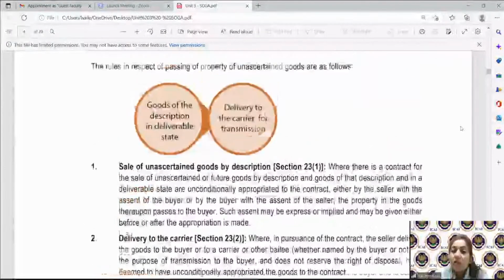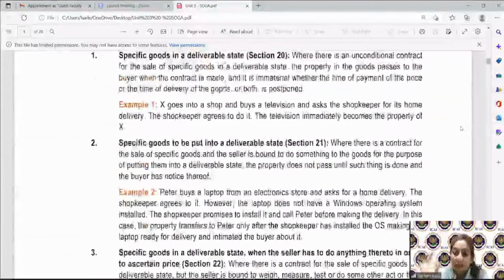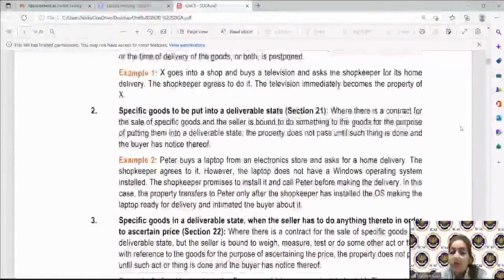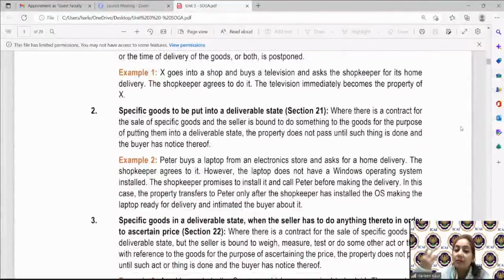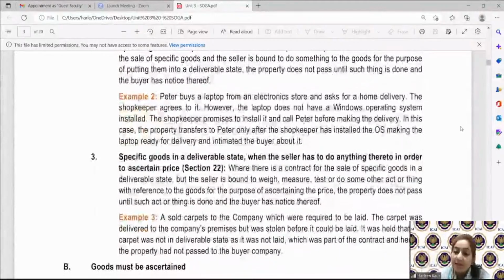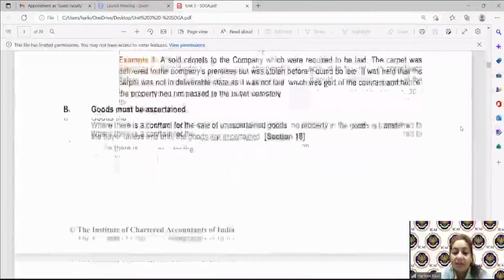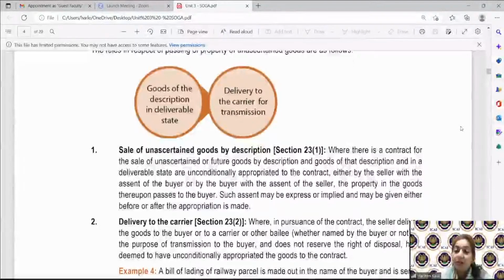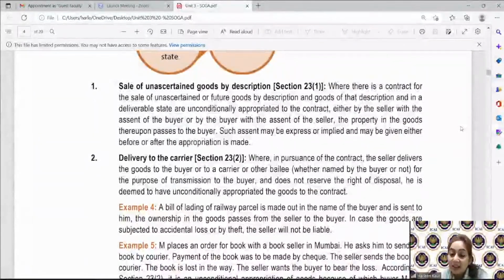So if there are specific goods, and goods are in a deliverable state, immediately the buyer becomes the owner. He will be liable. If goods are yet to be put in a deliverable state, you put them in a deliverable state, inform the buyer, the buyer will be liable. You have done something which was to be done to find the price. You have informed the buyer, the buyer is liable. Unascertained goods, you have made the goods ascertained by description, informed the buyer, the buyer is liable. Delivering the goods to the carrier, the seller has not held any condition. He has given the goods to the buyer's agent, that is the carrier, for taking the goods to the buyer. Any problem occurs, the buyer is responsible.